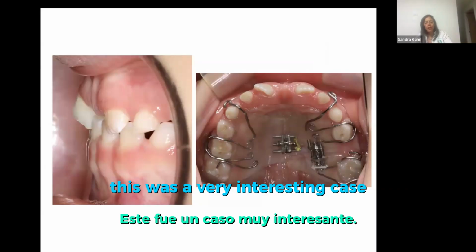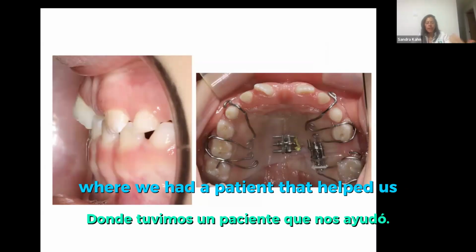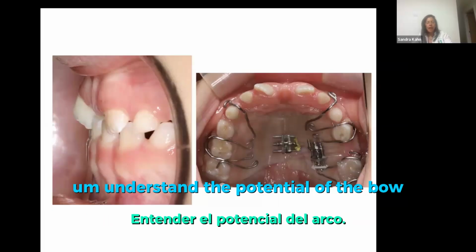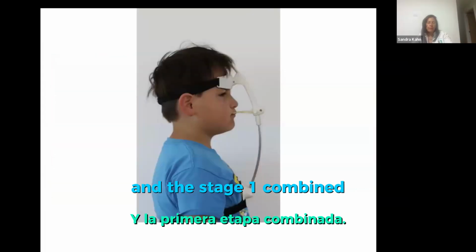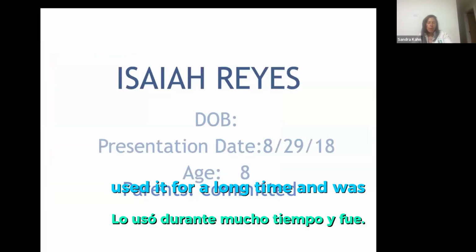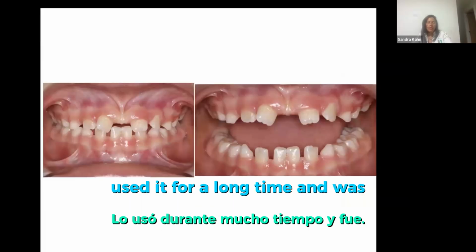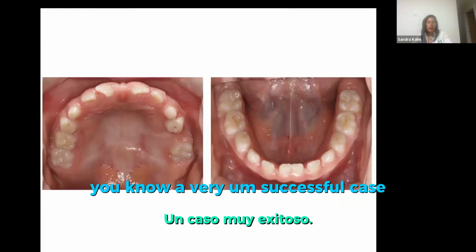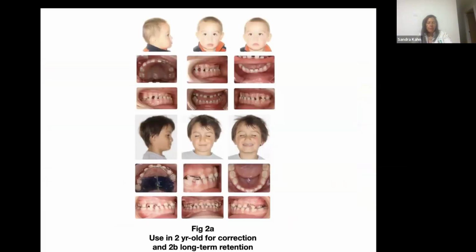So this was a very interesting case where we had a patient that helped us understand the potential of the bow and the stage 1 combined. Used it for a long time, and it was a very successful case.